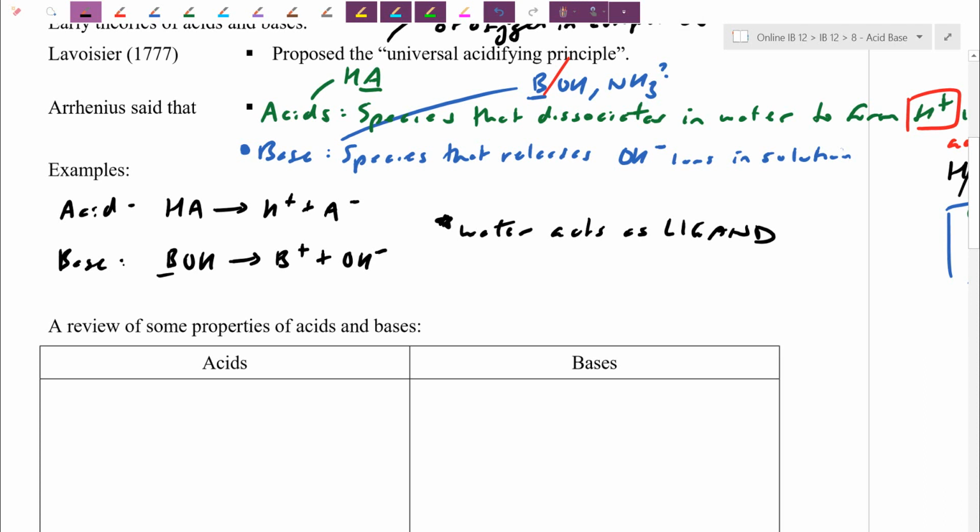But as it acts as a ligand, it helps to stabilize the charges. Stabilize, because charges in general are unstable. They're going to really quickly want to pair up, things like that. But in this case, water, although it's neutral, helps to spread out that charge there.